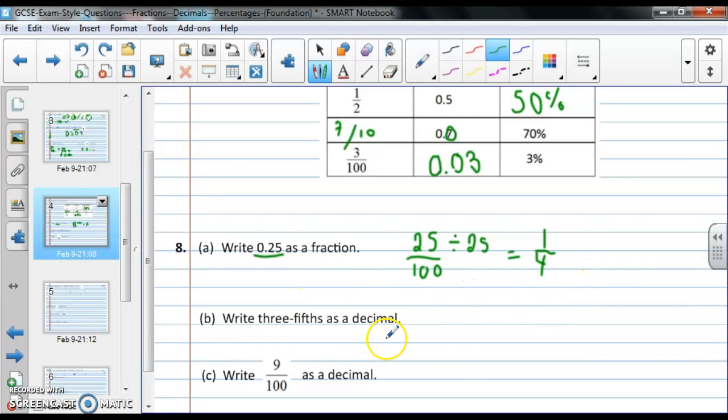Okay, write 3/5 as a decimal. So, when I'm writing decimals from fractions, what I want to do is take the top number, my numerator, and divide it by the denominator. When I do that in my calculator, I'm going to get 3 divided by 5 equals 0.6.